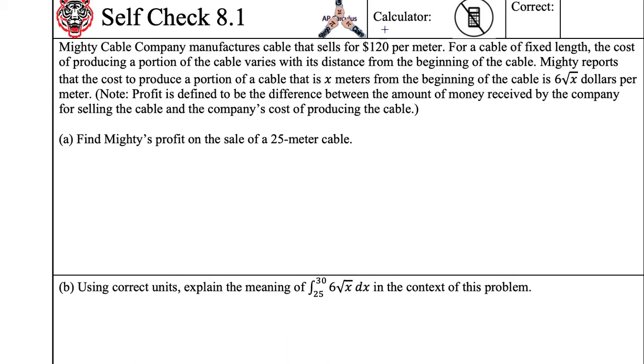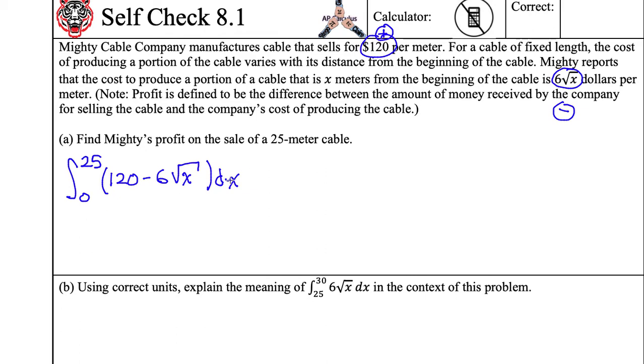If I'm selling for $120 per meter, that is my positive rate. I'm gaining money, and then I have to spend money. This is my negative rate here. The 6 square root of x is my negative amount of money, and that's all per meter. So find the profit on the sale of a 25 meter cable. I'm doing the integral between 0 and 25 of the positive minus the negative. So it's going to be 120 minus 6 square root of x, all of that dx, to be formal about it.